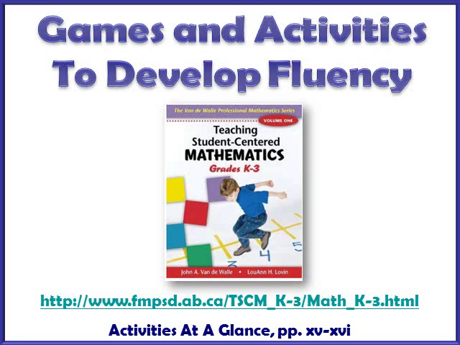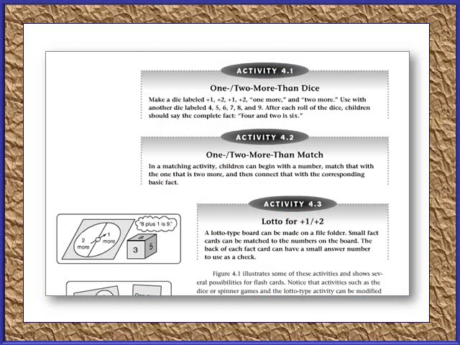If you are looking specifically in this book for activities to develop fact fluency, at the very beginning of the book there is a section called Activities at a Glance. It gives you the names of all of the activities throughout the book. The activities for developing addition and subtraction fact fluency are all listed on pages 15 and 16, or XV and XVI. And then I'm going to give you an idea of what those activities look like on the next few slides.